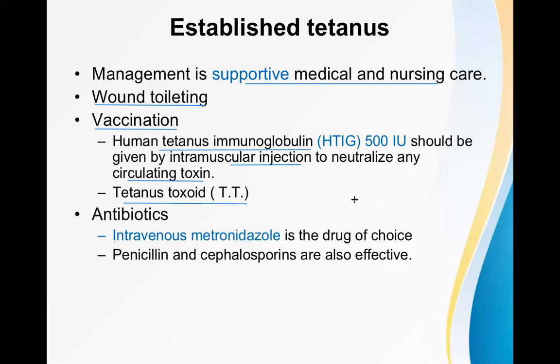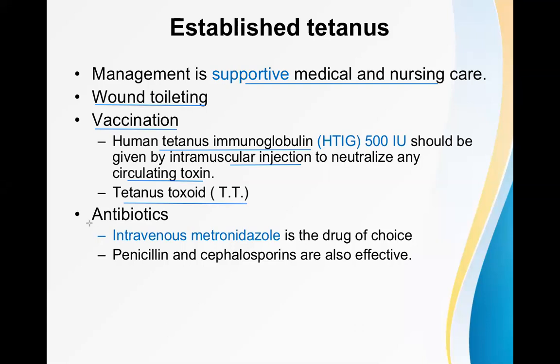So let me repeat again. It will only neutralize the circulating toxin in the system. Once it is fixed onto the nervous system, we cannot neutralize that toxin anymore with the help of immunoglobulin. But still we give it, because we believe there is some proliferation going on somewhere and some bacteria are still releasing the toxin. So to neutralize that toxin, we still need to give it.